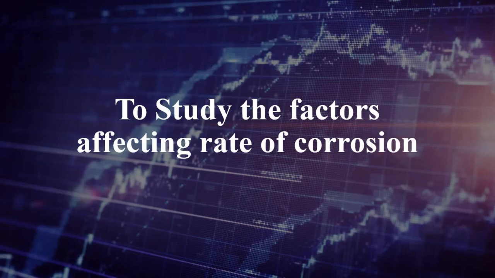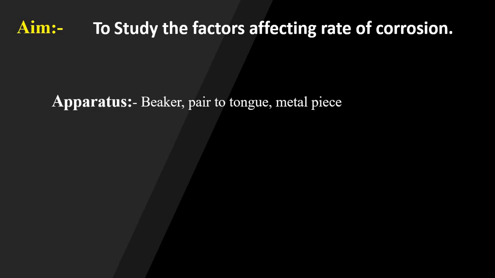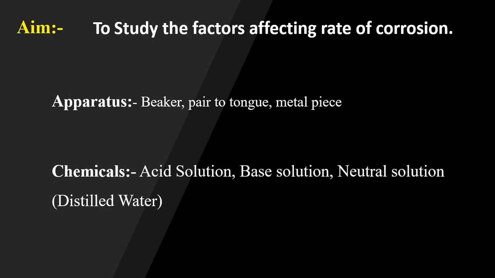In this practical session, we are going to see the study of the factors affecting rate of corrosion. The aim of this practical is to study the factors affecting rate of corrosion. Apparatus required for this: beaker, pair of tongs, metal piece. Here we are using nails. Then the chemicals: we require an acidic solution, a basic solution and a neutral solution. As a neutral solution, we are using distilled water.